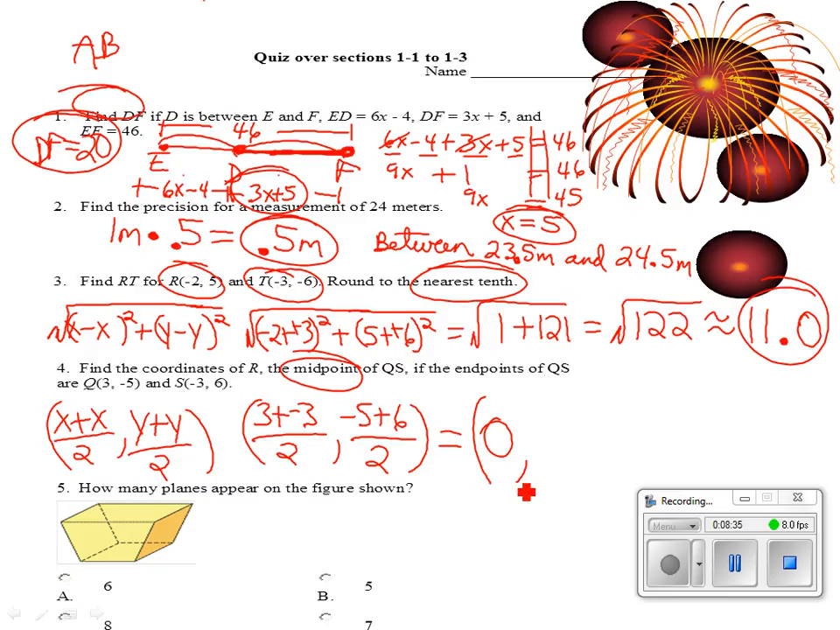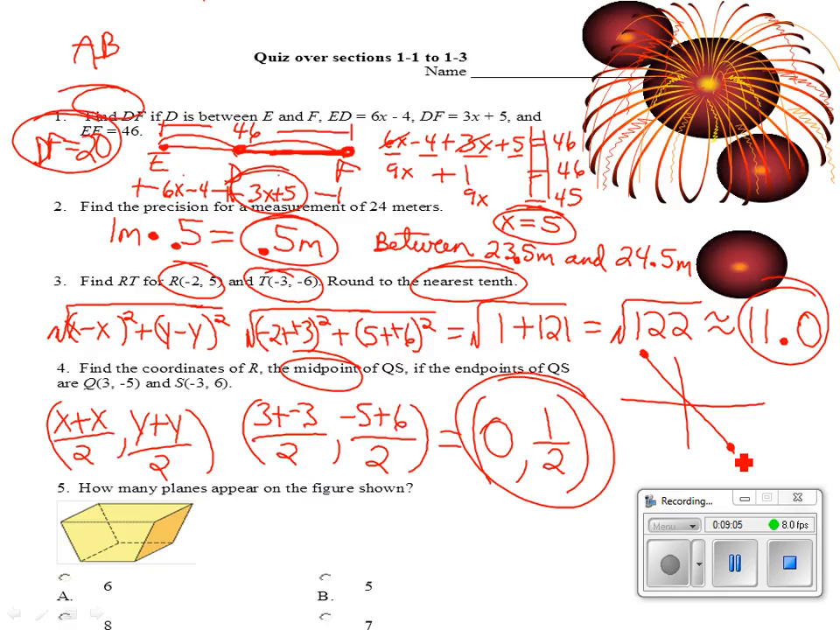What's -5 plus 6? 1 divided by 2? 0.5 or 1/2. Got two separate coordinates. It's a point. So if you were to look at the graph, the original points were 3, -5, somewhere about in there. We'll say, just estimating, -3, 6, somewhere up in here maybe.